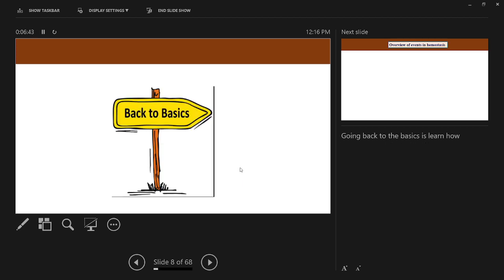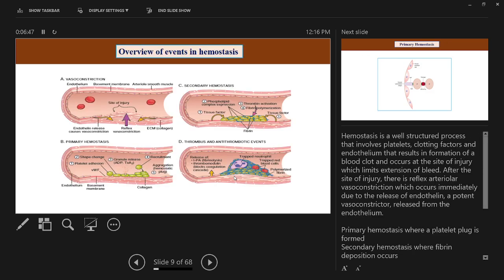So going back to the basics, we are going to review the steps of hemostasis. The first step was arteriolar vasoconstriction that occurs because of the release of the endothelin from the damaged endothelium. This arteriolar vasoconstriction limits the amount of bleed to that particular site.